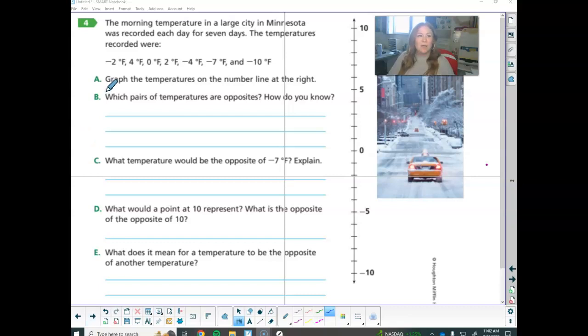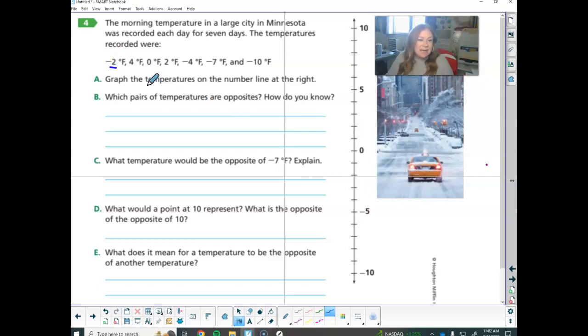1.1 task 4 says that the morning temperature in a large city in Minnesota was recorded each day for 7 days. The temperatures are right here. And the very first thing it wants us to do is graph these on our number lines, remember? So temperatures, we're going hotter up, colder is going down.